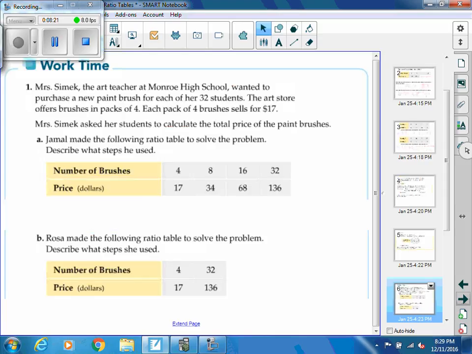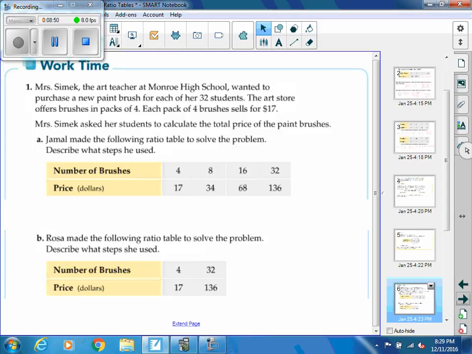Now for some work here. So Mrs. Seebeck, the art teacher at Monroe High School, wanted to purchase a new paintbrush for each of her 32 students. The art store offers brushes in packs of 4. Each pack of 4 brushes sells for $17. So she asked her students to calculate the total price of the brushes. Jamal made the following ratio table to solve the problem. Describe what steps he used.